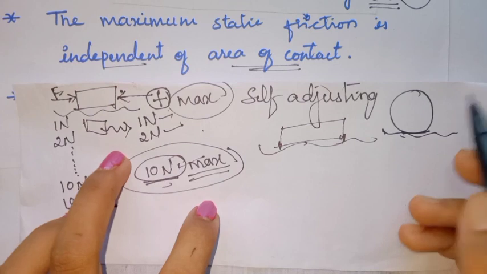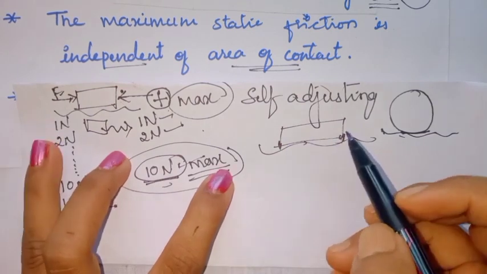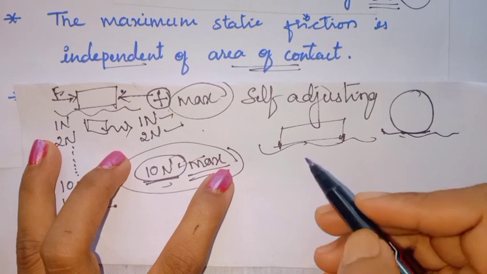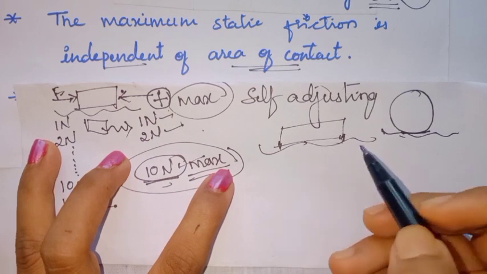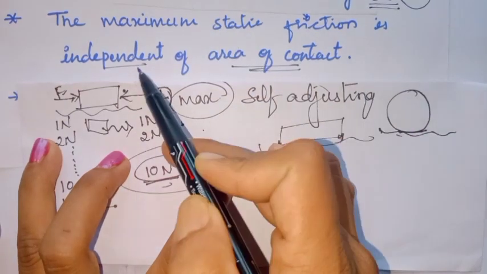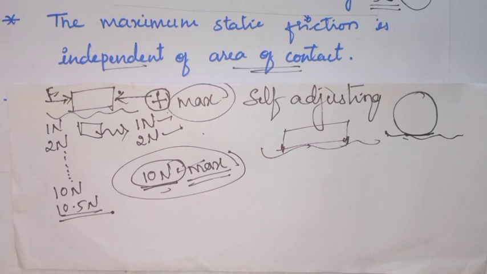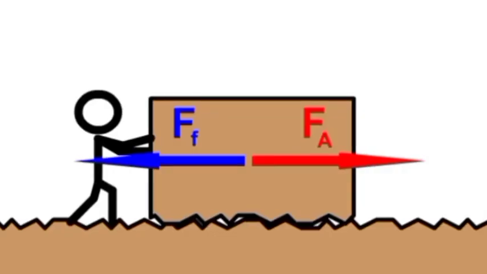Whatever the amount of area is in contact, that does not bother. I mean, the maximum static friction is not bothered by it. To that only we say, the maximum static friction is independent of area of contact. To make you understand clearly about the maximum static friction, I will show you an animation.